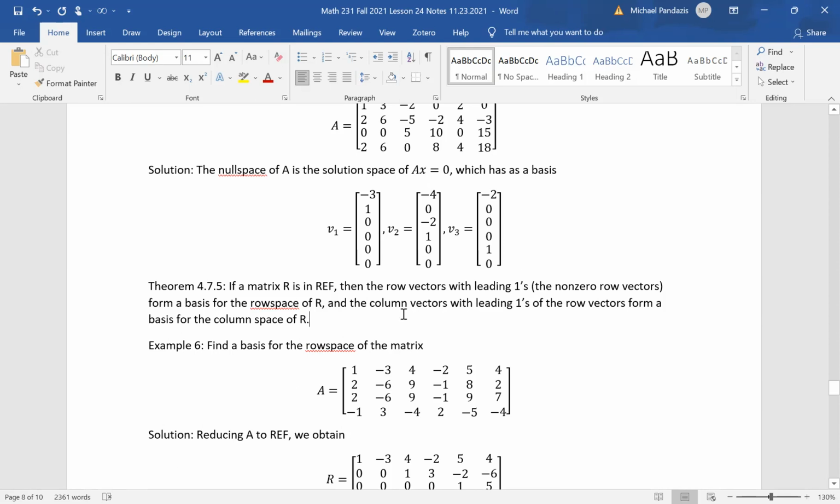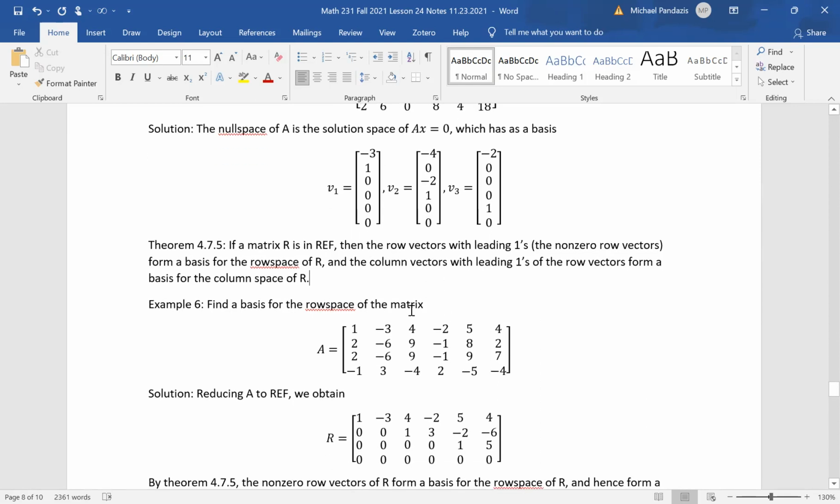And those leading ones live in columns of your matrix. If you select all the columns that have leading ones in them, those columns form a basis for the column space of R. They're linearly independent, and their span is equal to the span of all the columns of your matrix. The rows that contain leading ones form a basis for the row space. The columns that contain leading ones form a basis for the column space.